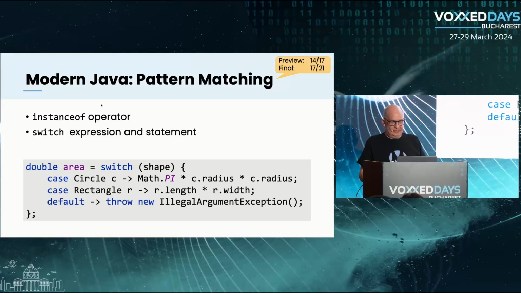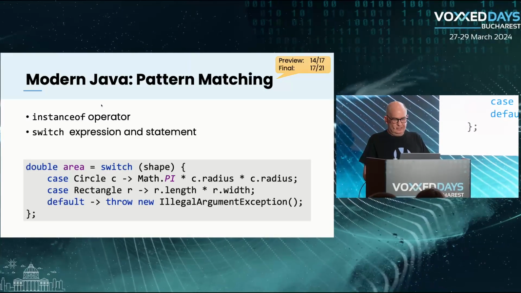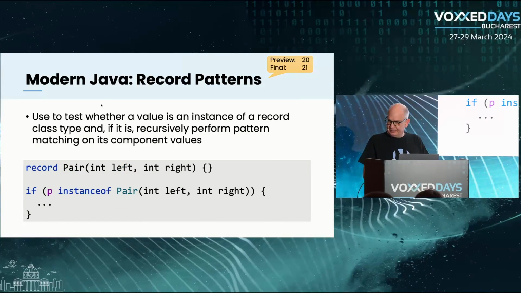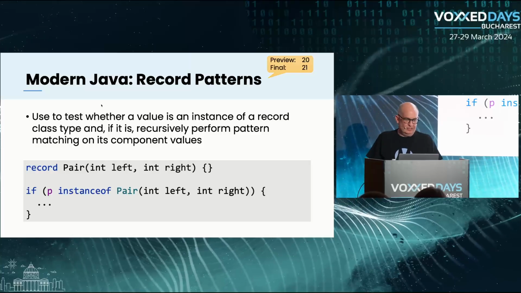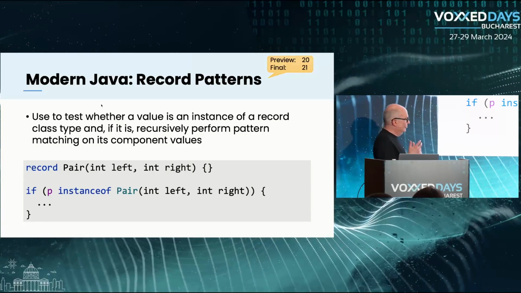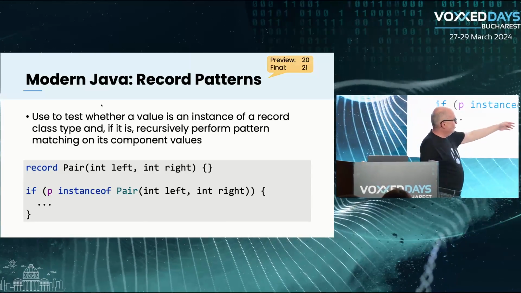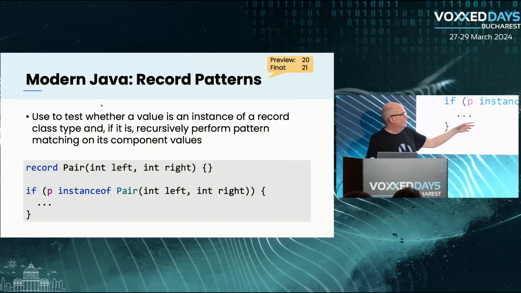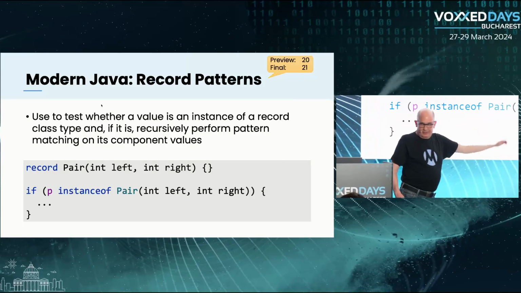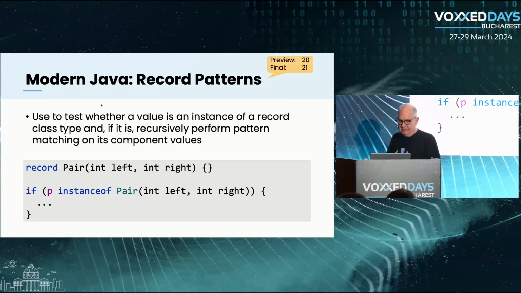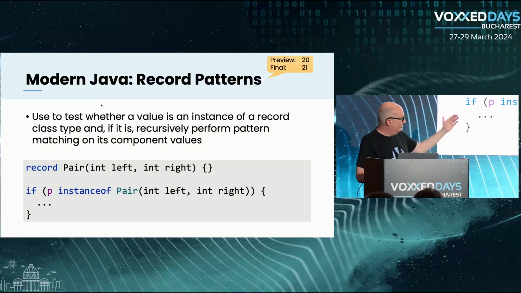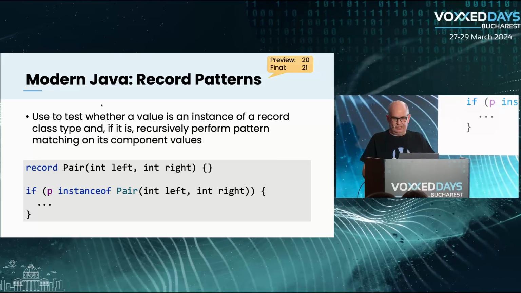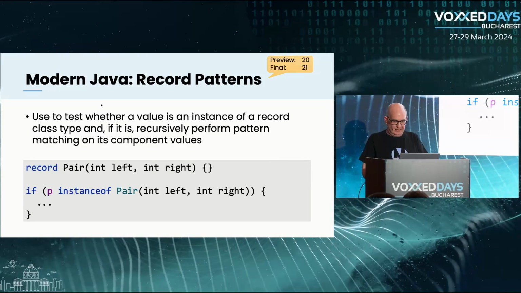And this even gets better with Java records. And now we have something called record patterns. And with that, we can kind of destructure the record that we get. So we have the record Pair, and instead of having a variable pair, for example, we destructure it, and then we can directly access left and right. So that's a very handy idea.